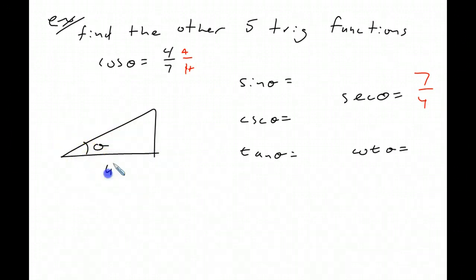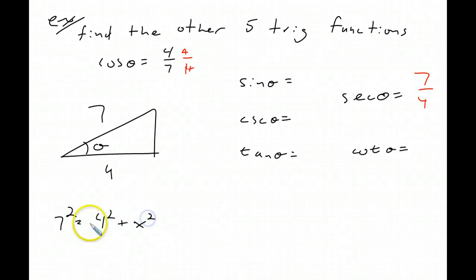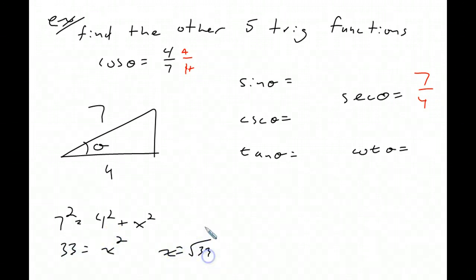So adjacent is 4, hypotenuse is 7. We can use the Pythagorean theorem to find the other side, because then we would have 7 squared equals 4 squared plus whatever that other side is. Let's say x squared. Then we have 49 minus 16. 49 minus 16 is 33 equals x squared. So x is square root 33. So this side now is square root of 33.